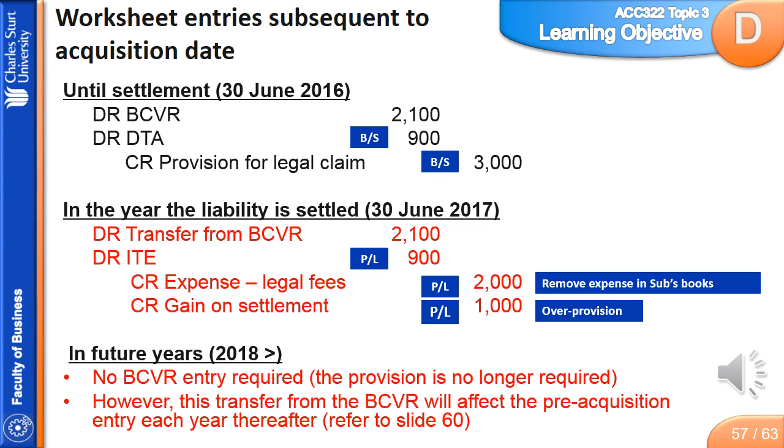So in future years, say from 2018 onwards, there's no entry required. Don't need to perform this 30th of June 2017 entry again. However, just like before with the sale of land and inventory I talked about a few slides ago, you will need to adjust the retained earnings in the BCVR account by the $2,100, 70% of the provision.